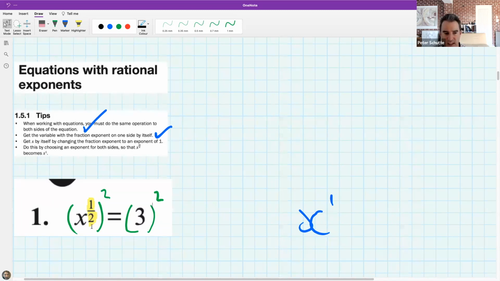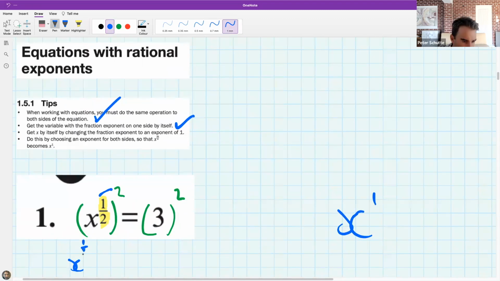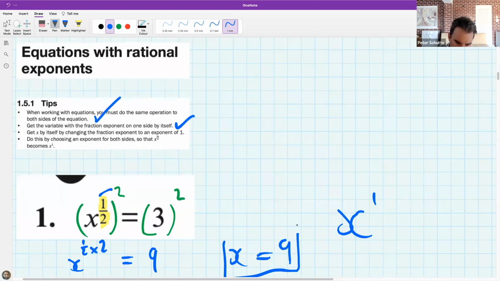The way we say it is we've raised both sides to the power of 2, or we've squared both sides. Now, earlier in lessons 1 and 2, we spoke about the power law. If we have 2 powers next to each other, we just multiply. And so this is going to be x to the power of a half times 2 equals 3 squared, which is 9. And x to the power of a half times 2 is just going to be x. So x is 9 is the answer. So the answer to this question is x is 9.